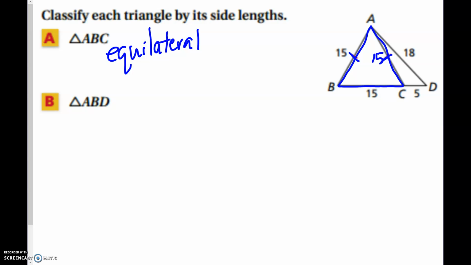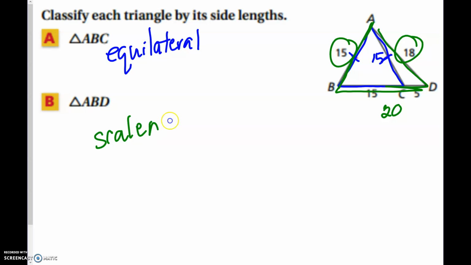And then if we jump to the triangle ABD, we've got a 15, an 18, and ooh, what did I go over? Was that a 5? So then this is 20. None of the sides are congruent, so we're going to say scalene.